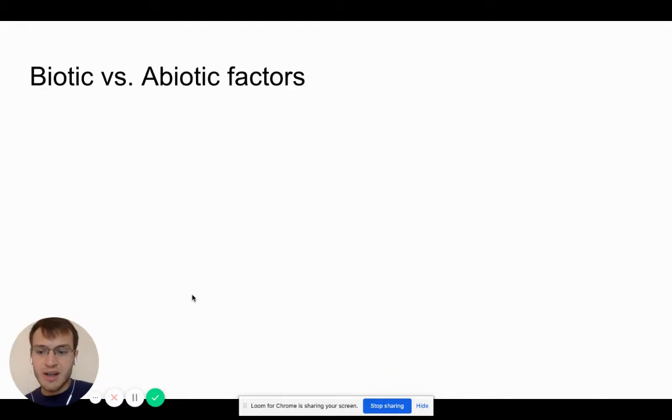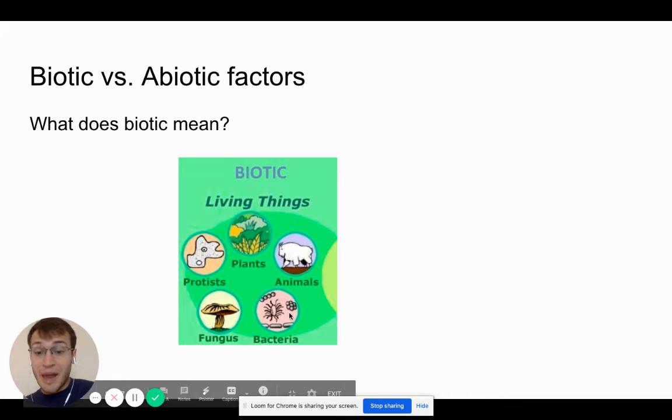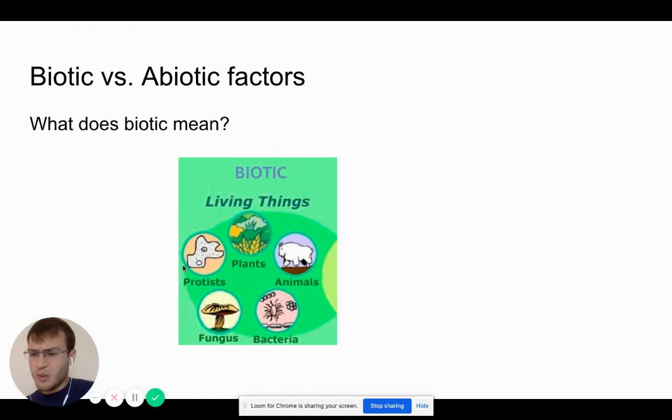But now let's talk about biotic versus abiotic factors. Biotic means living. Bio means life, so biotic means living as an adjective. And so biotic factors are things like plants, animals, bacteria. They're very small, but they're still living. Fungi, and then something called protists. You've probably never heard of protists. I think I didn't learn about protists until I got into high school biology.